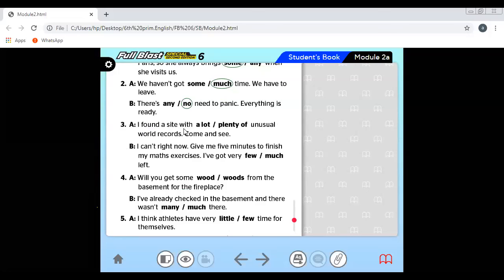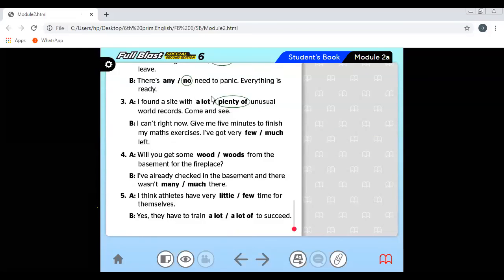I found a set with unusual word record. A lot. It will be plenty of. We cannot use the word a lot alone. Plenty of. What's the meaning of plenty of? It means a lot of.